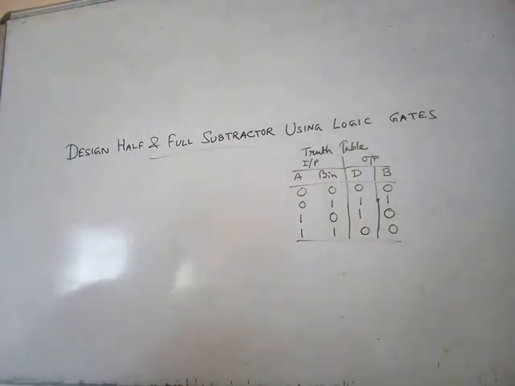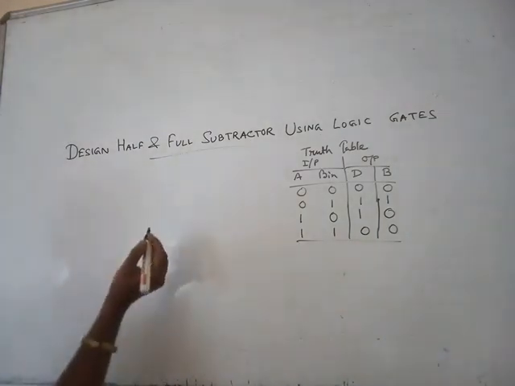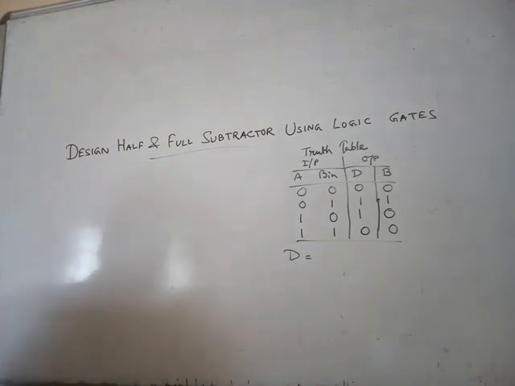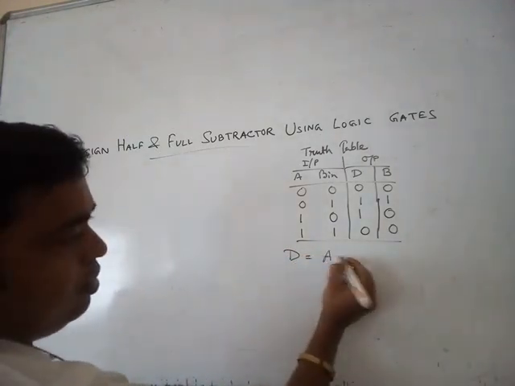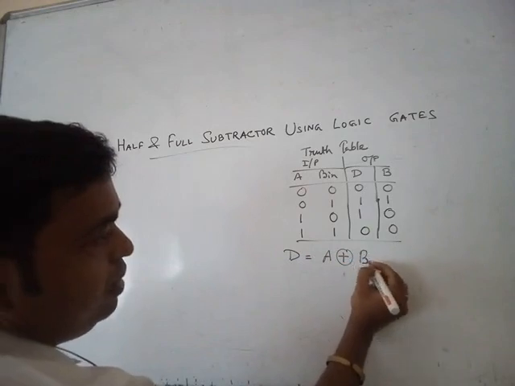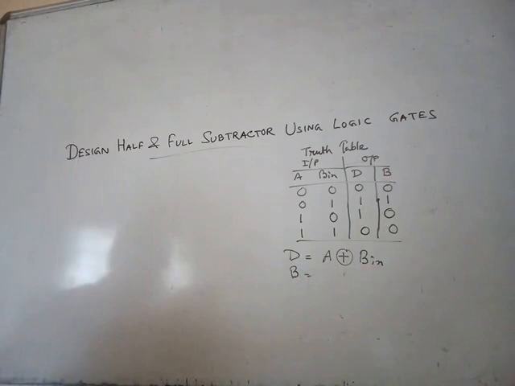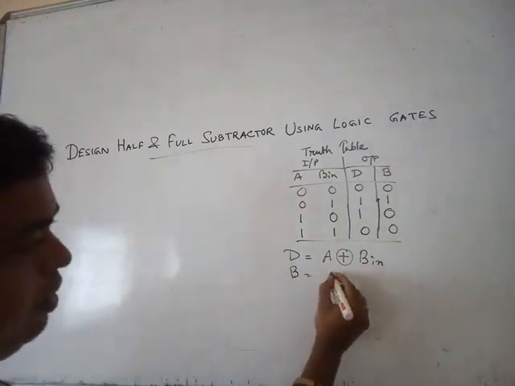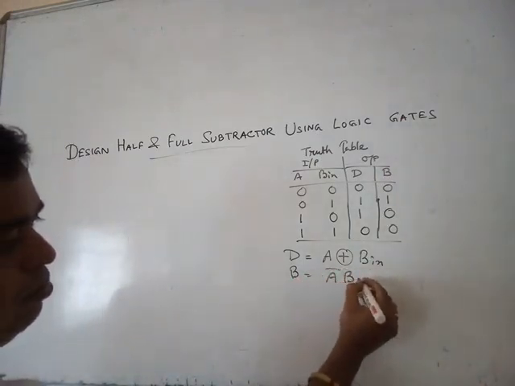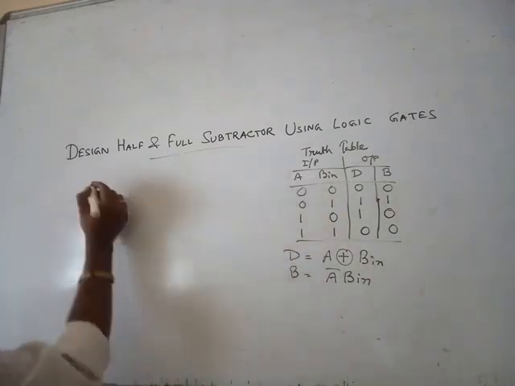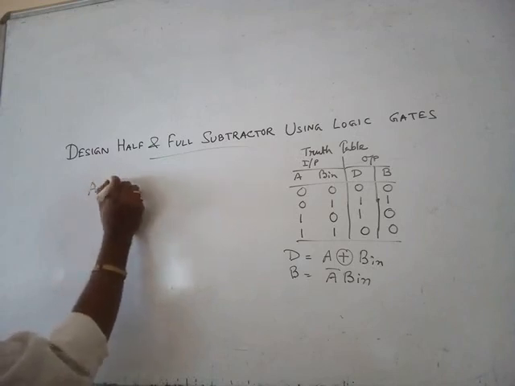From the truth table, if we design the K-map, we get the expression for half subtractor, that is for D, A exclusive OR B in, and for B, that is borrow, A bar B in. Okay, from this expression we have to design the circuit. So we take two inputs, A and B in.